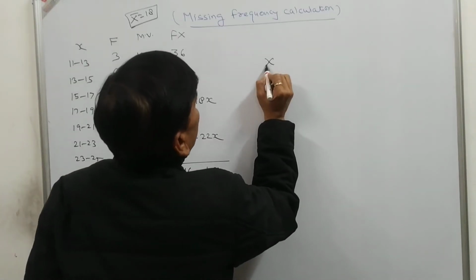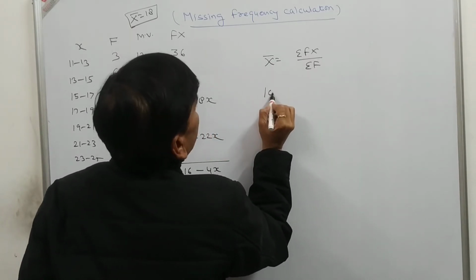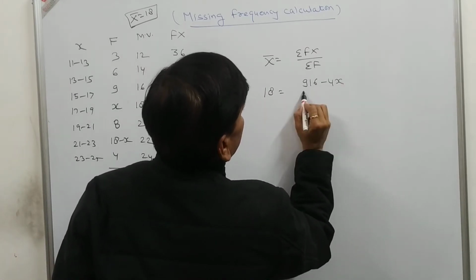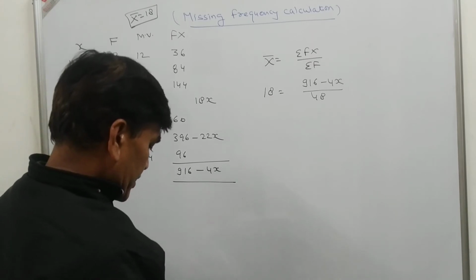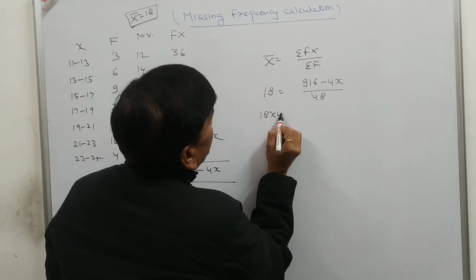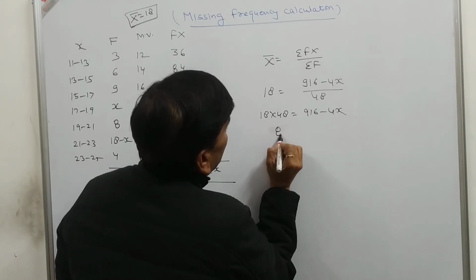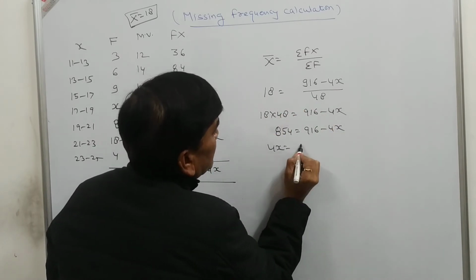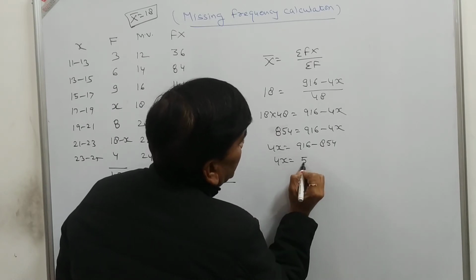So x bar is equal to sigma fx divided by sigma f. The value of x bar is given as 18, that is 916 minus 4x divided by 48. So what we will do, 48 multiplied by 18, that is 864. 18 multiplied by 48 is equal to 916 minus 4x. So 864 is equal to 916 minus 4x. Transposing here, 4x is equal to 916 minus 864. So 4x is equal to 52.